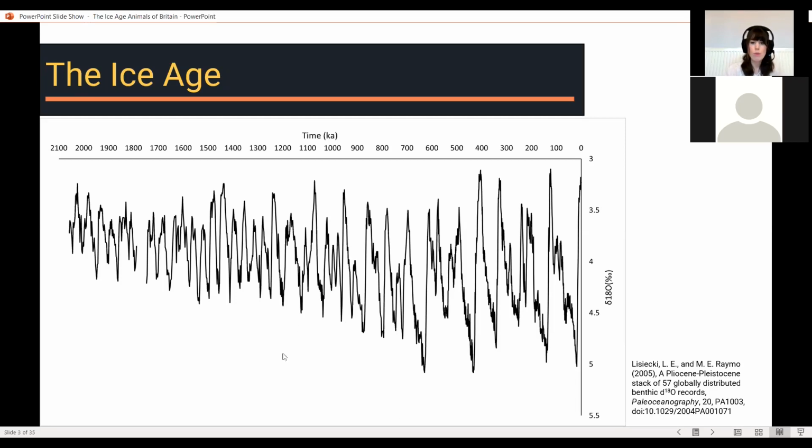So the lowest points of the graph, the troughs of the graph, those are the glacial periods. So those are the cold periods that you might think about when you think about the Ice Age. But the peaks on the graph, those are the warm periods, the interglacials. So you can see that rather than the Pleistocene or the Ice Age being cold all the time, we had these massive fluctuations in temperature.